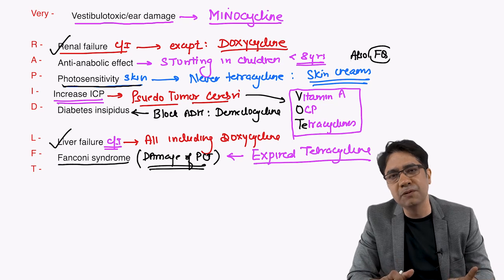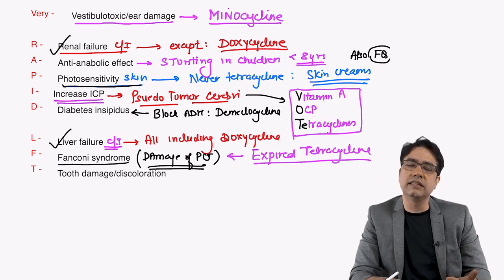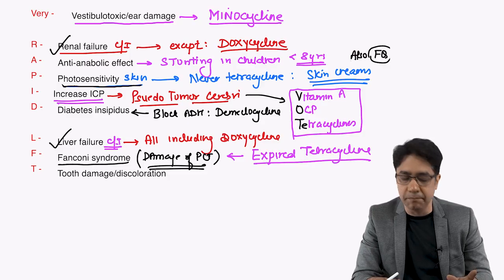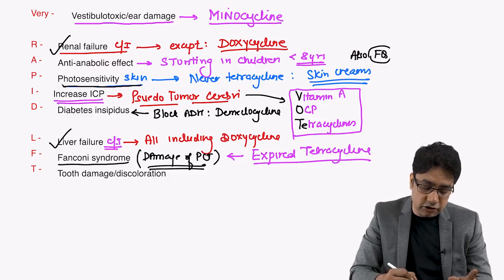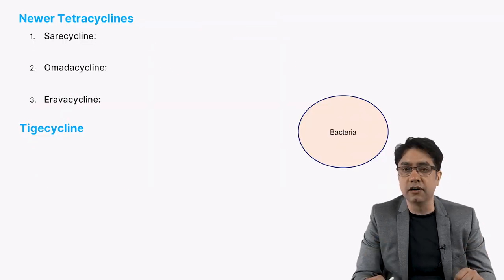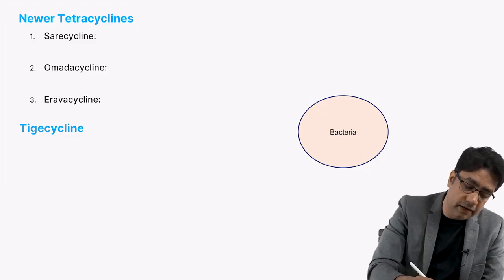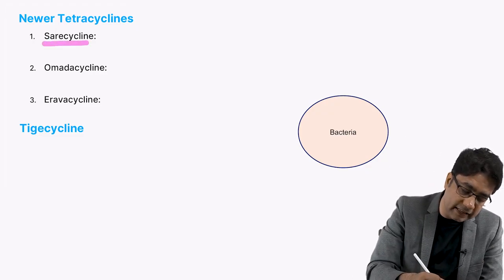And lastly, the most important, we know that tetracycline chelates with calcium. Because of this reason, they can cause tooth damage. It's a very frequently asked question. So let's talk about certain newer tetracyclines. The first drug we have is sarecycline.